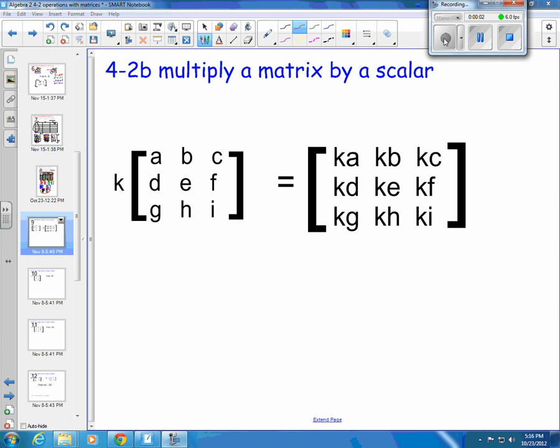Algebra 2, this is Chapter 4, Section 2. This is the fourth video in this series. We're going to talk about multiplying a matrix by a scalar and what that means.